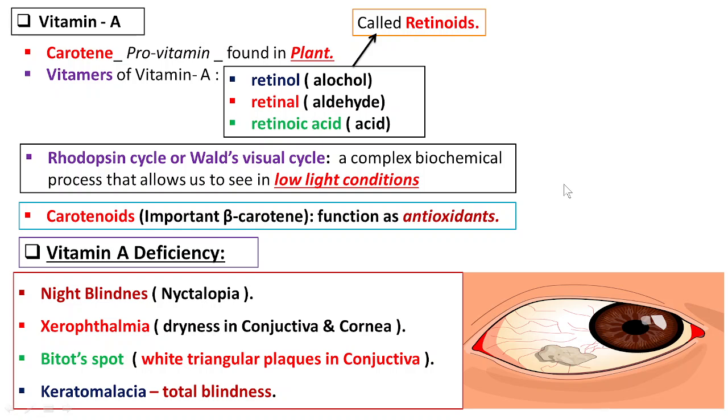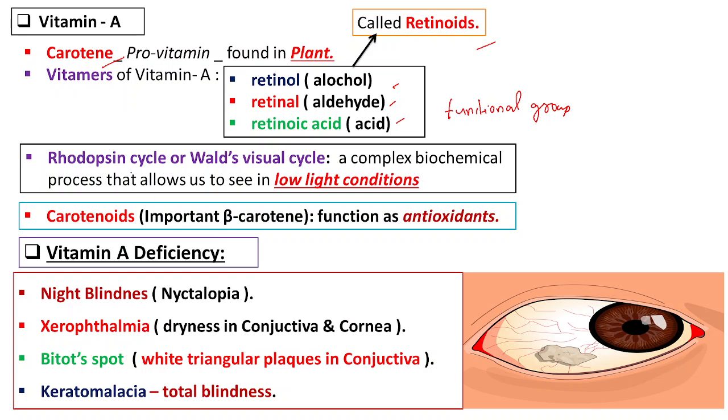Coming to the next individual vitamins, the first one is vitamin A. One of the terms is provitamin, right? Provitamin has similar action to the main vitamin. So in vitamin A, carotene is the provitamin of vitamin A, which is found in plants. There are some forms: retinol, retinal, and retinoic acid. Depending upon its functional group, it is classified in these three ways, and these are all called retinoids, right?